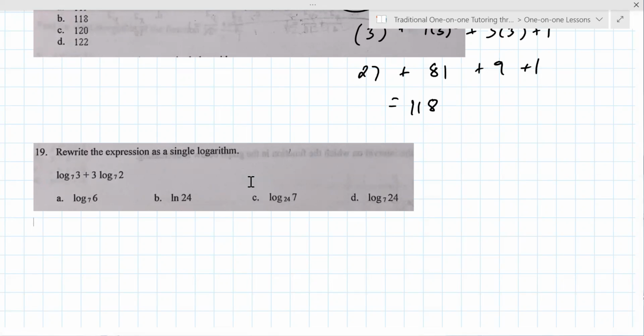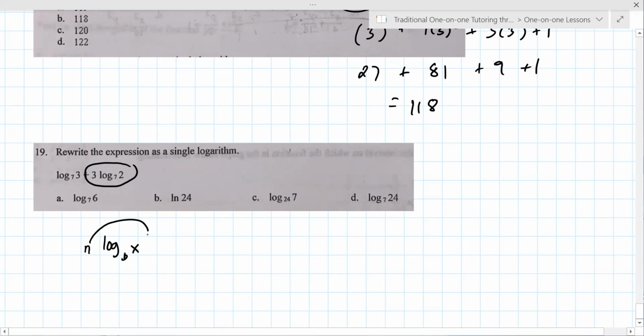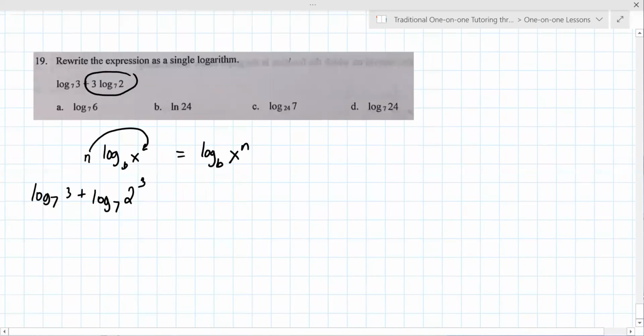All right, this one is asking you to combine the logarithms. There's a bunch of rules that you need to be able to use. You first deal with the numbers on the outside. I mentioned this a few times: n log base b of x, this n actually can come up here, so it becomes log base b of x to the n. So for this one up here, it becomes log base 7 of 2 to the power of 3. And then over here on the left, it's log base 7 of 3 plus that.